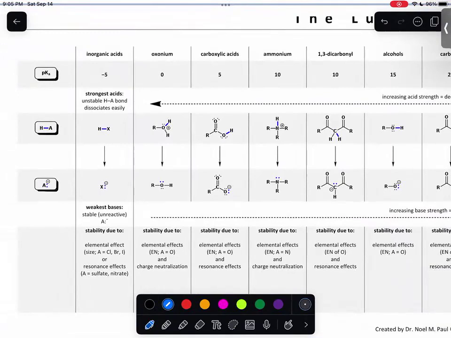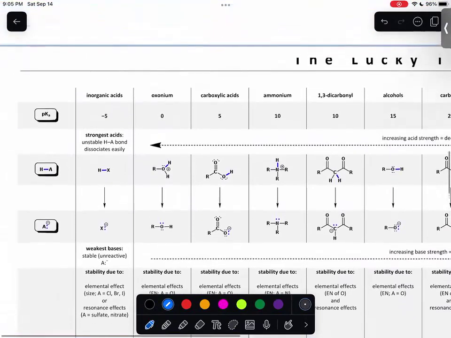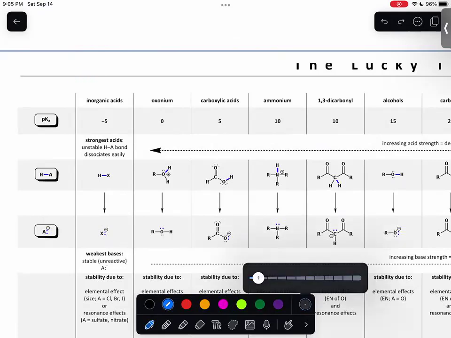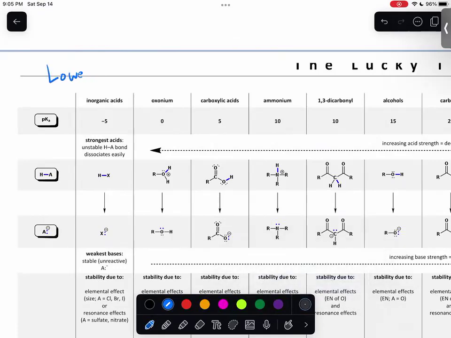All right. And so the first thing that you need to know about pKa's is the lower the number is, the more acidic something is. Right. So, oh, I gotta change my pen size here. So a lower value equals more acidic.